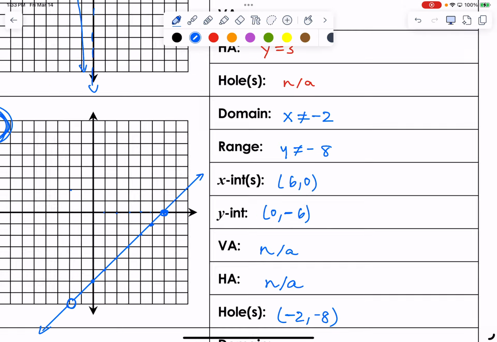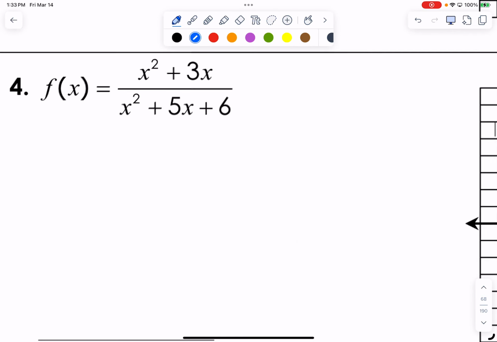Golly, man, we're killing this. Yeah. Okay, number 4, I got to fly. Okay, got to fly, Peter Pan.